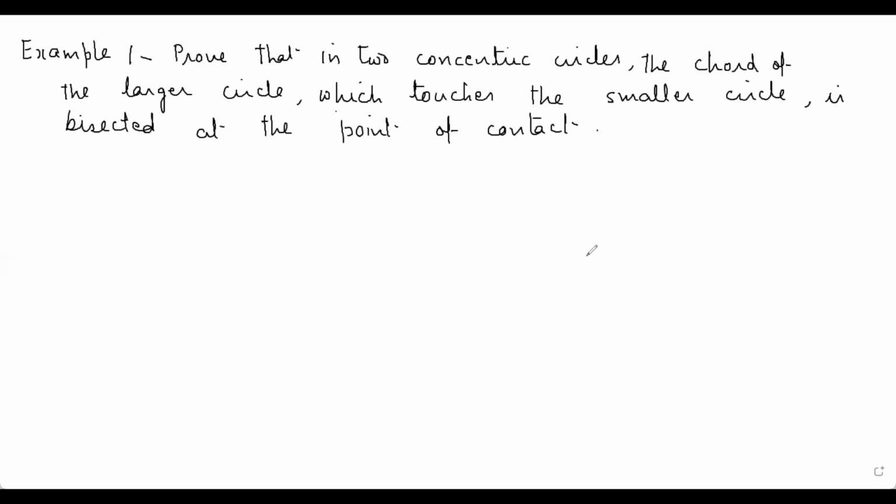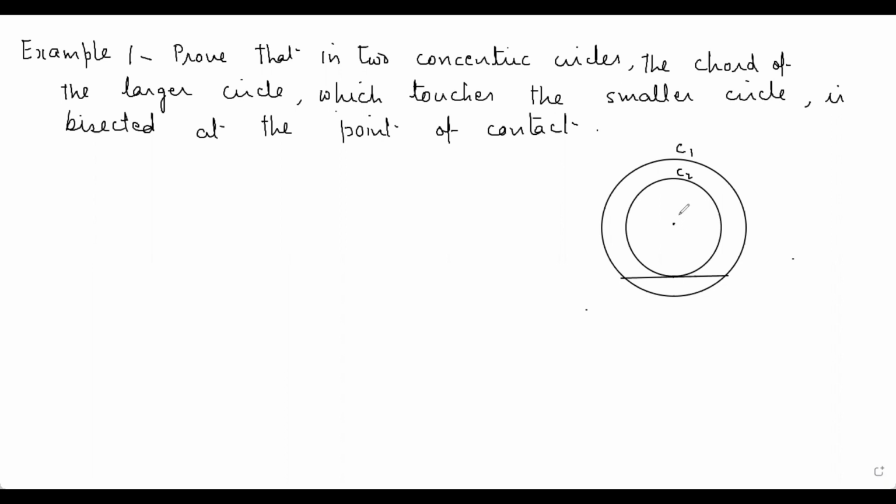Now this is example 1. The question is: prove that in two concentric circles, the chord of the larger circle which touches the smaller circle is bisected at the point of contact. I'm going to make a figure here. Let this circle be C1 and this circle be C2, two circles with the same center. AB is a chord of the larger circle which touches the smaller circle at the point P. We are to prove AP is equal to PB.